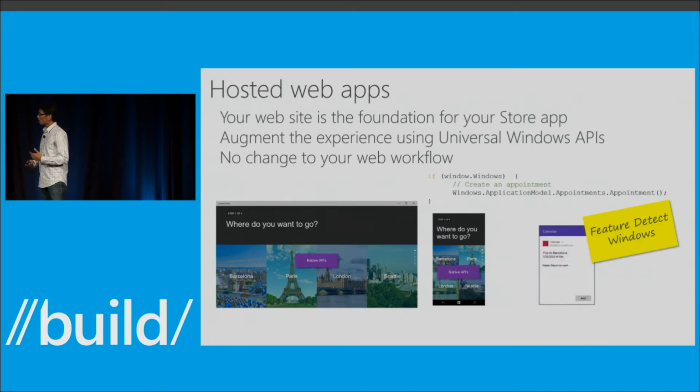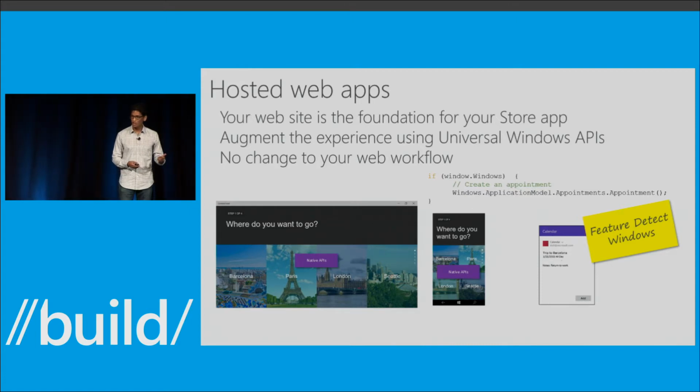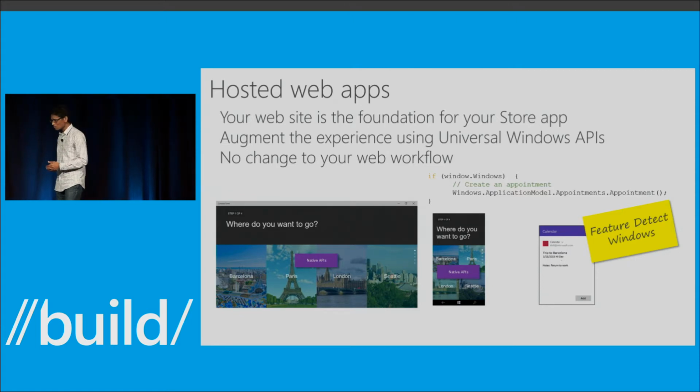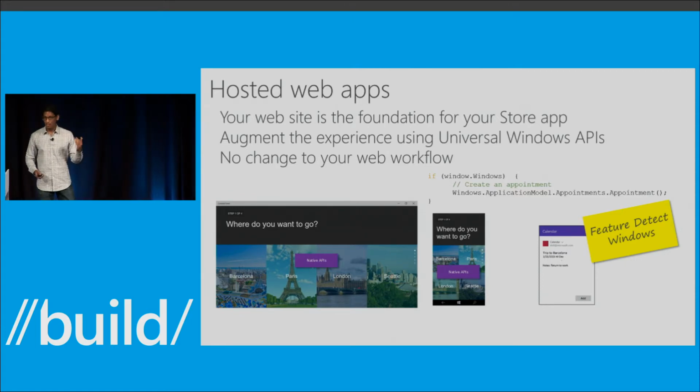And so what we can do is just feature detect Windows. In the same way that on the web, you feature detect any HTML5 feature in JavaScript, because you're not sure if the browser that is hitting you is going to support it, you feature detect Windows. Again, this code is living on your server. And so we just say if Windows, then we can now call a Windows-specific API.